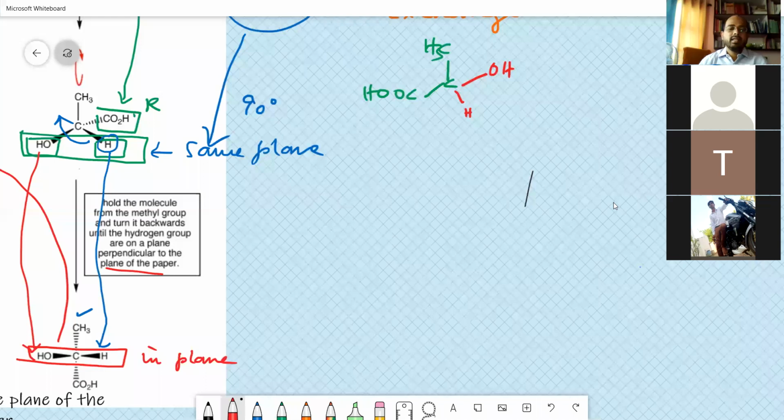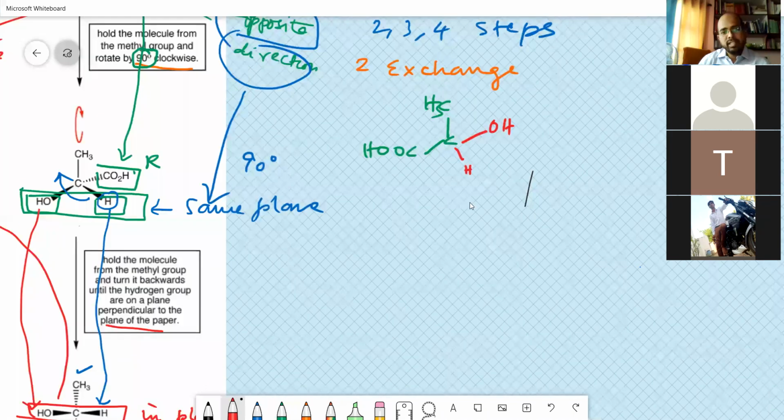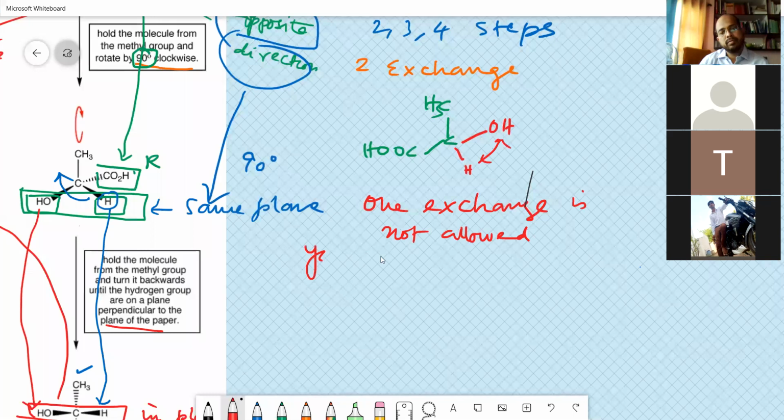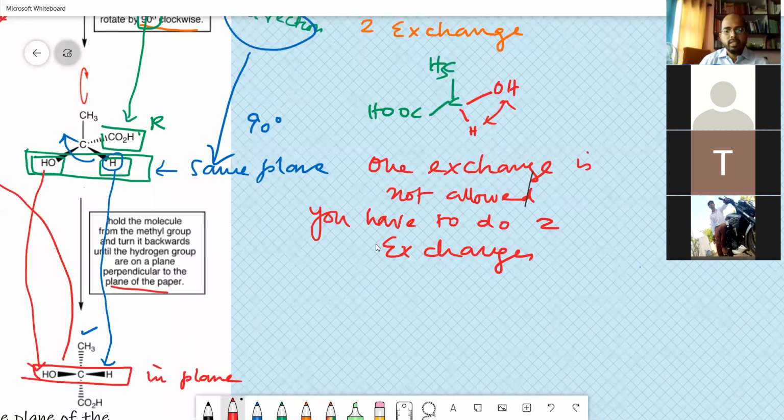Important point is one exchange. This one was here, we brought it here. One exchange is not allowed. You have to do 2 exchanges. How? OH is like that, H is like that.